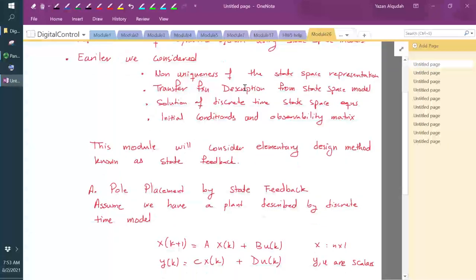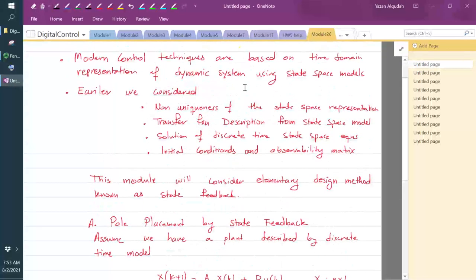Okay, so in this course, we looked at the non-uniqueness of state space representation. We know that the state space representation is not unique. You can choose the states differently and get a different model or different representation of the system. We looked at how to calculate the transfer function from the state space representation. We also solved the discrete time state space equations, and we looked at the initial conditions and the observability matrix.